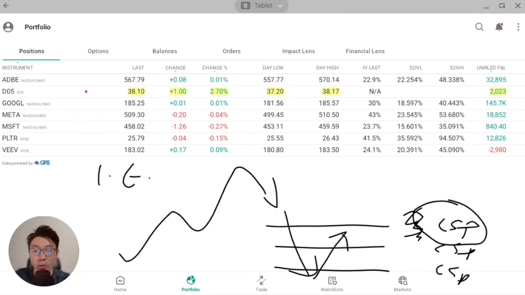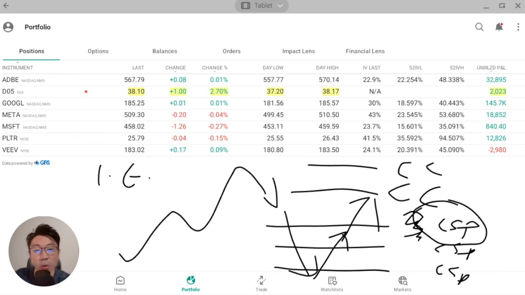So on the way down, you stagger your entries, and on the way up, same thing as well. You stagger your covered calls. You do not sell your covered calls all at one place. You stagger it as it goes up. This way, you can keep selling the cash secured put as well as the covered call. So this is the main gist of the income grid wheel strategy.